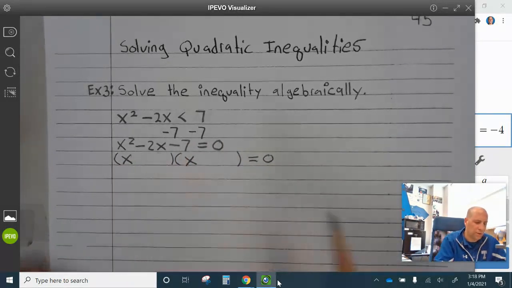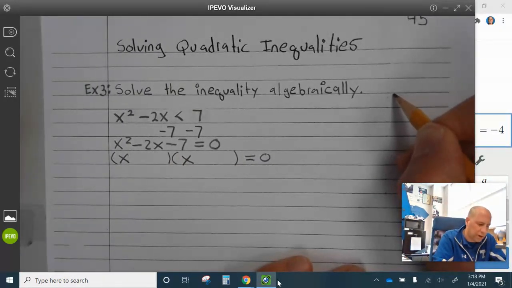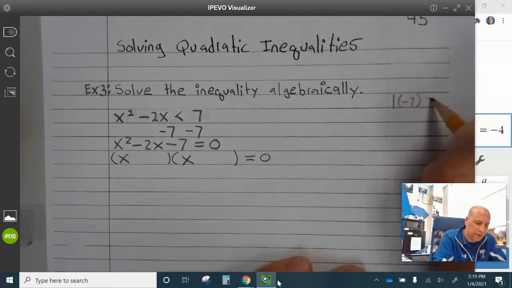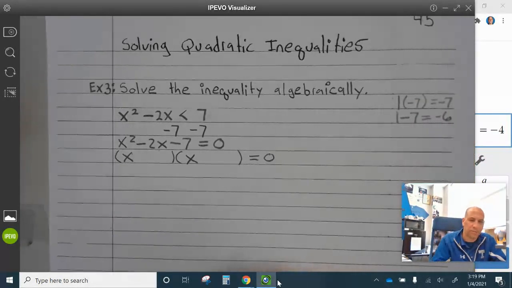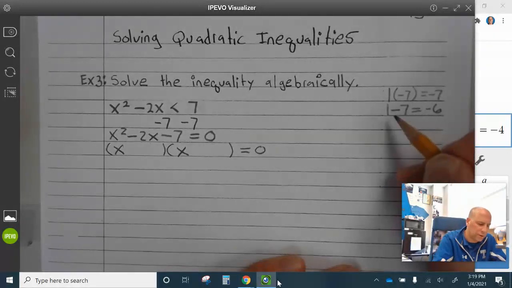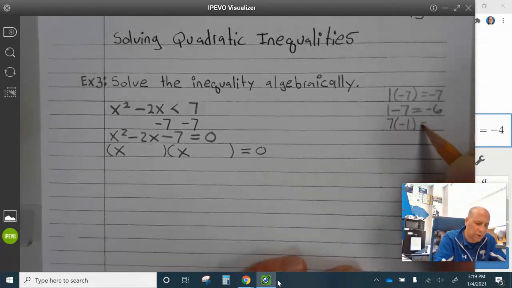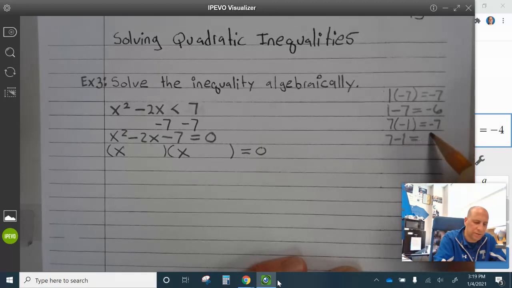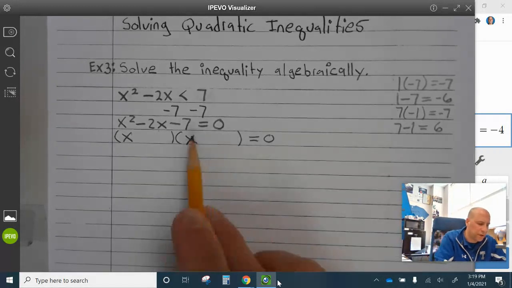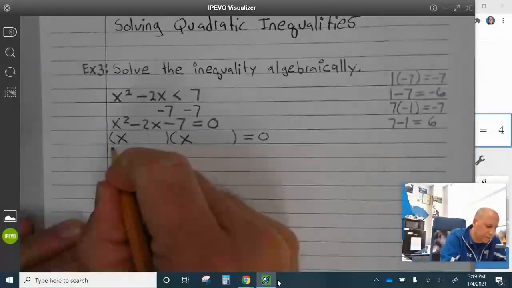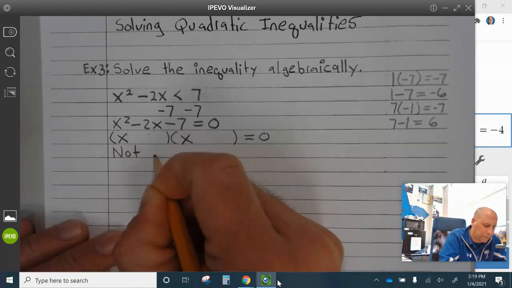Okay, so let's try 1 times negative 7 is negative 7. 1 minus 7 is negative 6. Okay, that doesn't work. 2 doesn't work. 3 doesn't work, 4 doesn't work. 7 times negative 1 is negative 7, and 7 minus 1 is positive 6. Well, there are no numbers that multiply to give you negative 7 and combine to be negative 2, so we'd say that this is not factorable.